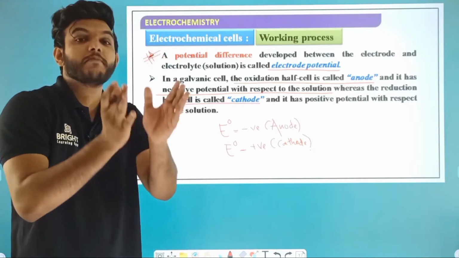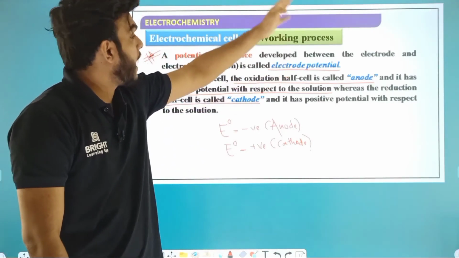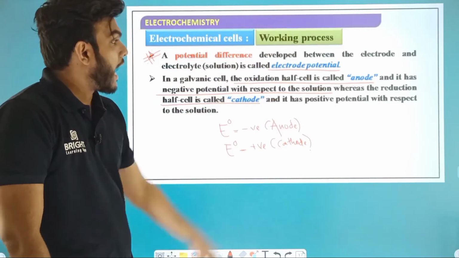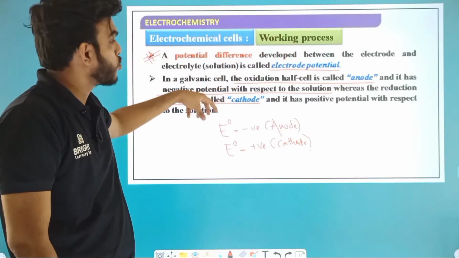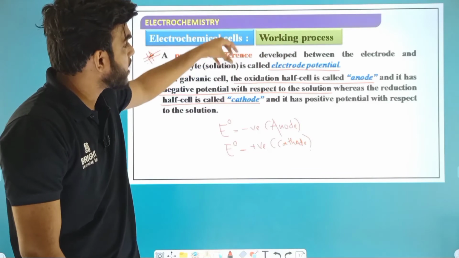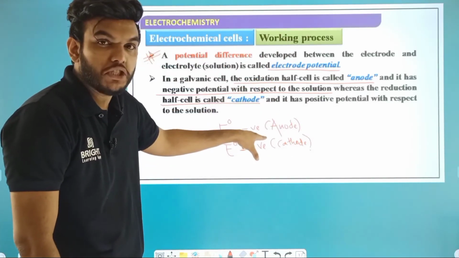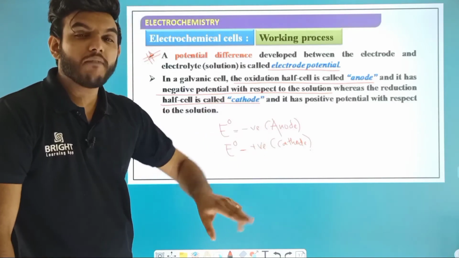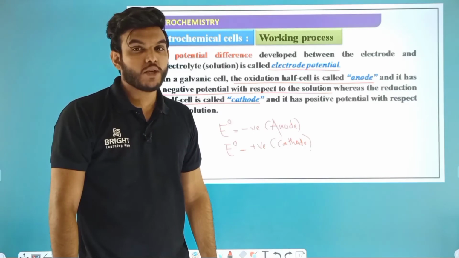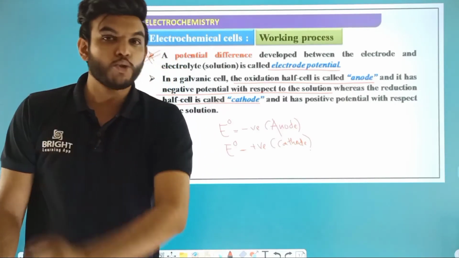And you have to know what is meant by electrode potential. It is the potential difference between the electrode and electrolyte. The anode will always undergo oxidation and the cathode will always undergo reduction. Anode will have a negative electrode potential and cathode will always have a positive electrode potential. What is the equation of Gibbs energy? Delta G is equal to minus nFE. Keep that equation in your mind. Based on that, we have to do the problems.